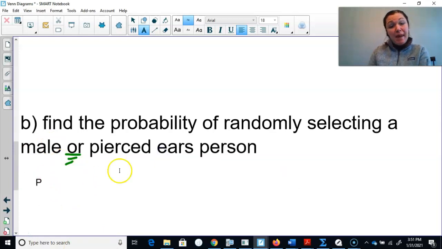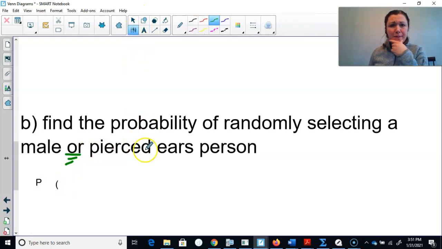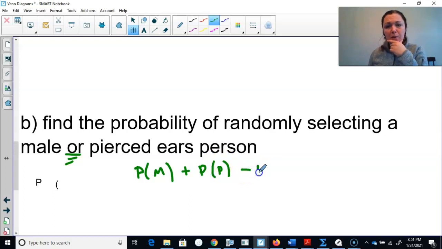The probability of being male. Oh, okay. I might have to just write it out. My computer's really slow right now. The probability of being male plus now the probability of having pierced ears, so plus the probability of P, minus the probability of both being male and having pierced ears.